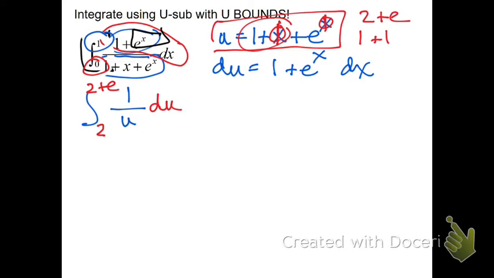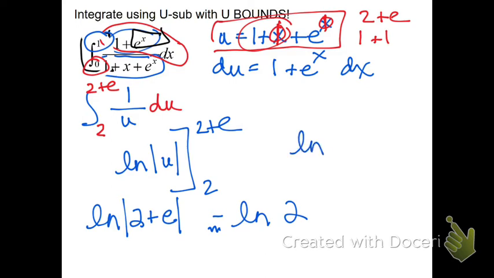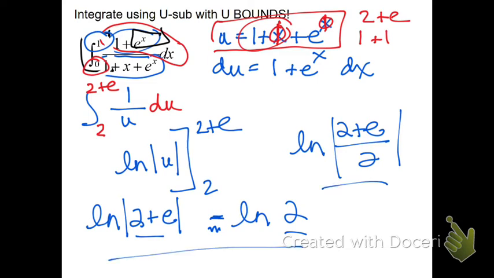Okay? So integrate like normal, we get the natural log of u, and we're going to plug in u bounds. So plugging in 2 plus e, we get the natural log of 2 plus e minus the natural log of 2. And that's probably how you would leave it, just like that. It's possible, you may not remember this, but with natural logs, subtraction can be rewritten as division. So it's also possible that they might write it like this. The natural log of 2 plus e over 2. You may not remember that, but subtraction can be rewritten as division with logarithms. Okay, so either one of these answers would be correct.